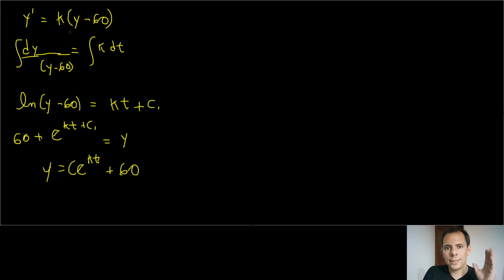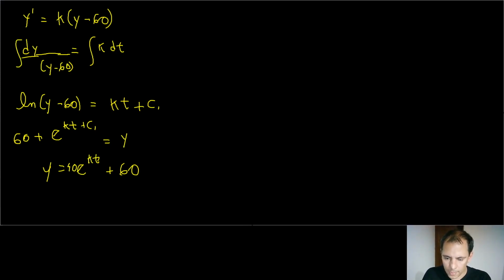Now, there's something else that you know. At t equals 0, which is the beginning, the whole thing was at 100 degrees. The object was at 100 degrees. So we know that C has to be 40. Why? Because this is e to the kt, so t is going to be 0. That means that this is 1, and this is 100. So 100 minus 60, C is equal to 40. So I'm going to drop this C in here and put a 40 in its place.